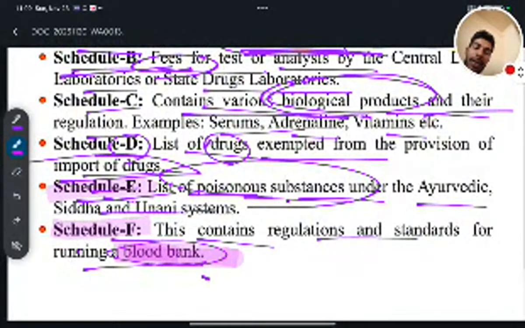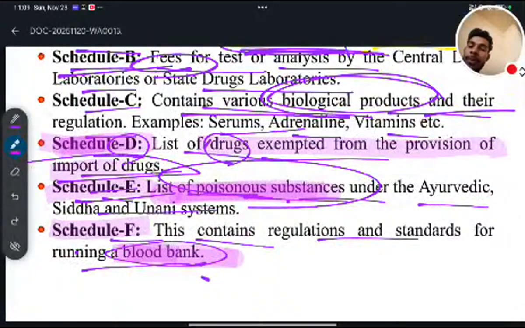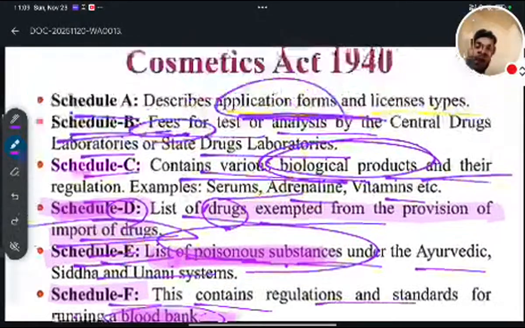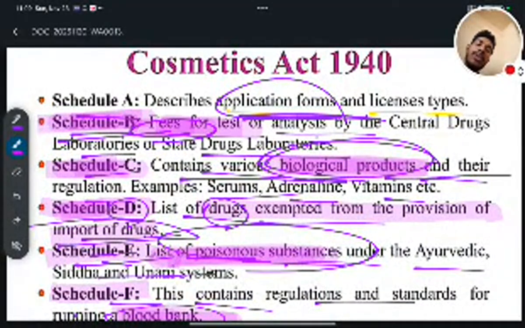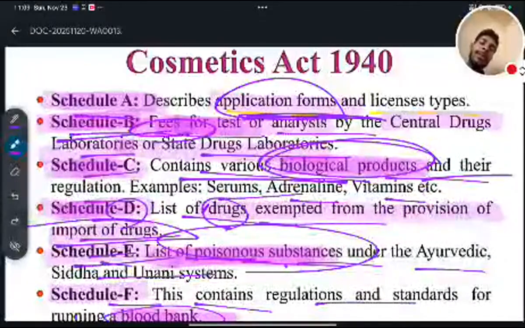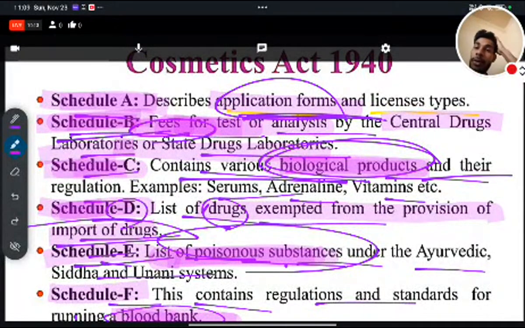Schedule E is for the list of poisonous substances. Schedule D is for drugs exempted from the provisions of import. Schedule C contains the biological products. Schedule B is for the fees for test and analysis in CDL and SDL. What is CDL? Central Drug Laboratory. What is SDL? State Drug Laboratory. Schedule A is for the application form. So this is for all the schedules from A to Z.